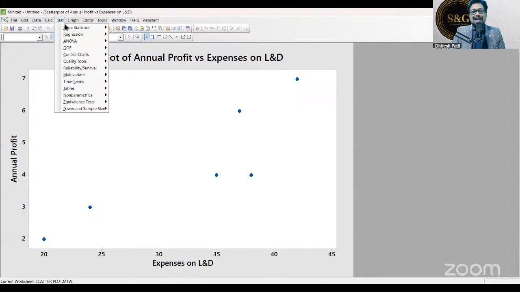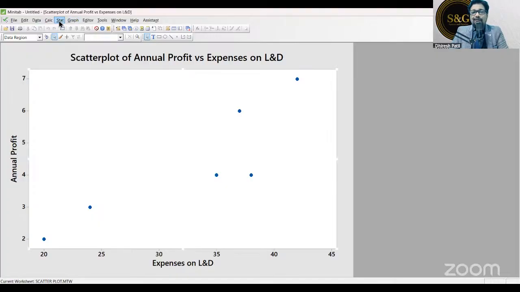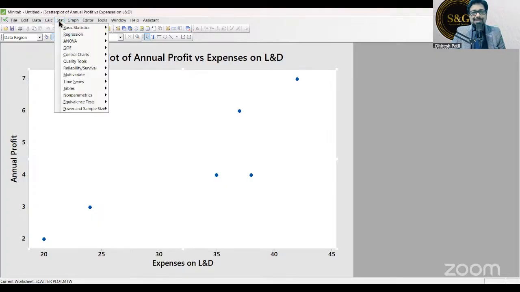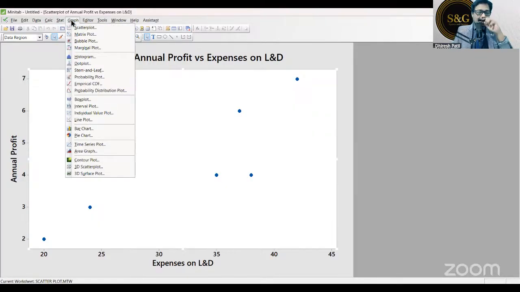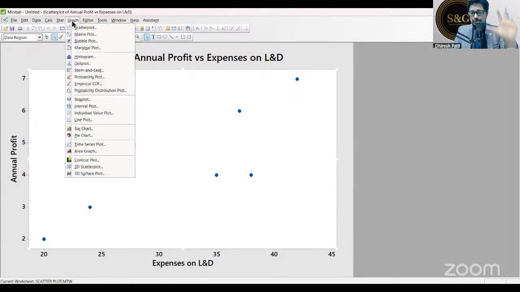So go to Stat, regression, and fitted line plot. Everybody follow me? Just beside the graph option in Minitab. Understand this, guys. All the statistical analysis is done with the Stat tab, and all the graphical analysis is done with the Graph tab. These are the two most used tabs in this menu bar. As you practice more and more, you will understand that whatever we are doing is in Stat and Graph only. Sometimes we go for calculator, etc. But Stat and Graph are the most frequently used tabs for us.